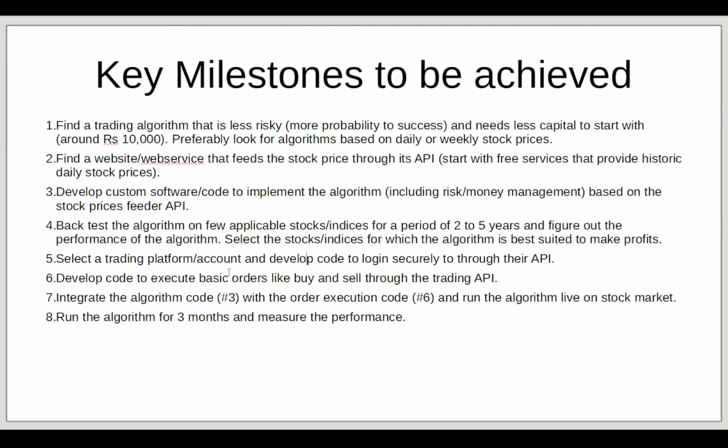The next one is to develop code to execute these basic orders. Why I'm putting this as a separate milestone is, like the secure login, this order system also has to be robust. Once we automate it, there should not be any bugs in this. Even a small bug can make your entire capital lost, right? Because if you wrongly select a stock ticker, or wrongly select the quantity, or the price, any bug here could be devastating.